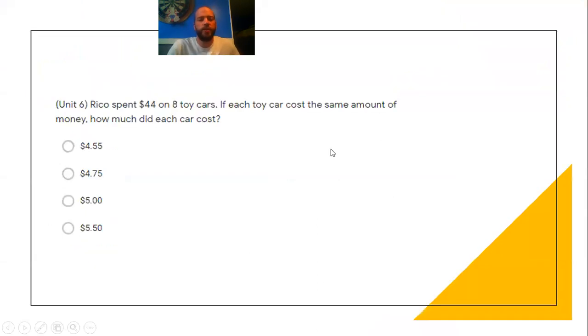Unit 6, Riko spends $44 on 8 toy cars. Remember, the cars are the exact same amount of money. So how much money? You have to divide, but you have to divide with decimals, because 44 is a whole number, but 44 eighths is not one whole number. It's a mixed number, meaning it doesn't go in perfect. There's a remainder, okay?